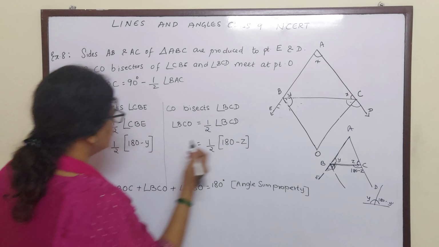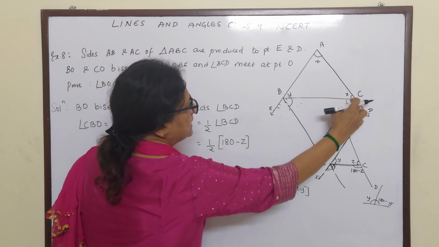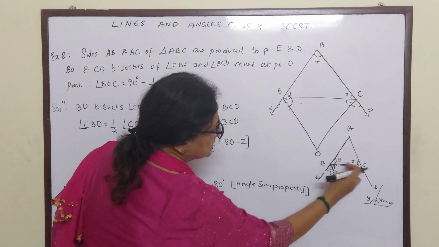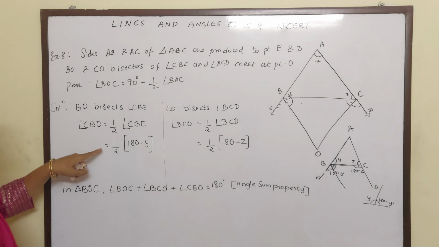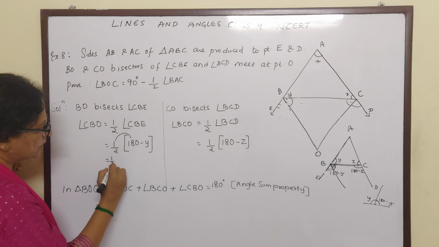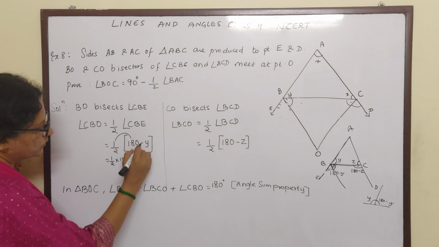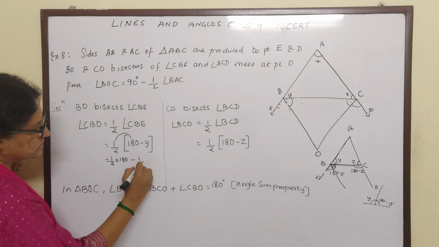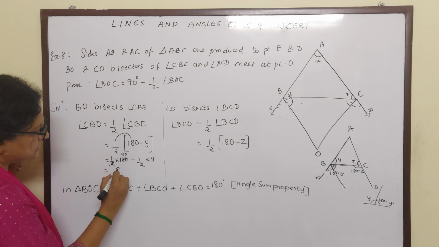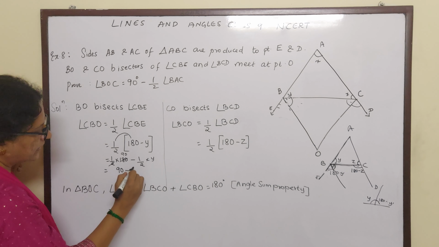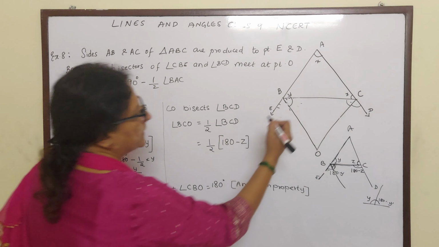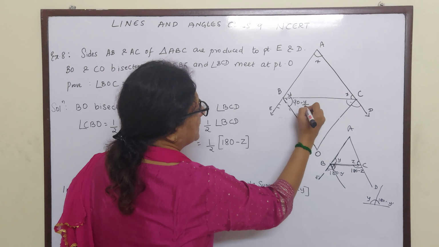CBO is half of CBE. And what is CBE? Just now we found out CBE is 180 minus y. So half of 180 minus y. That means half has to be multiplied by 180 and also by y with a minus sign. What do we get? 2 ones are 2, 90s are 90, so it is 90 minus y by 2. So CBO is 90 minus y by 2.